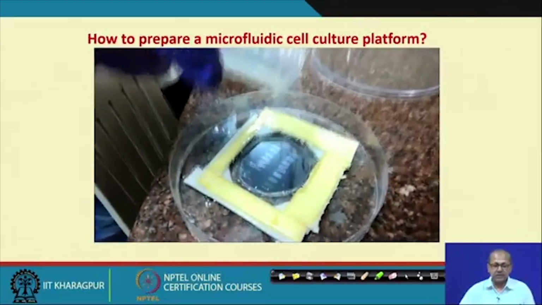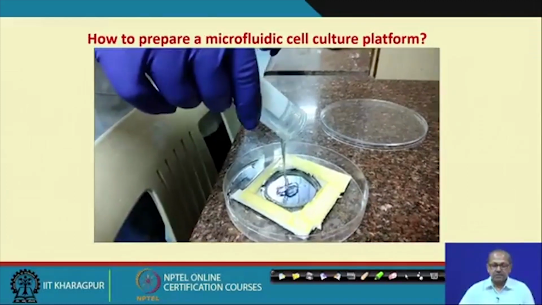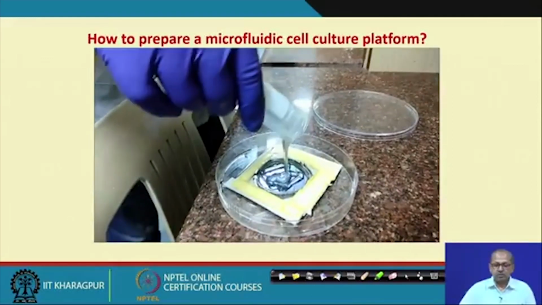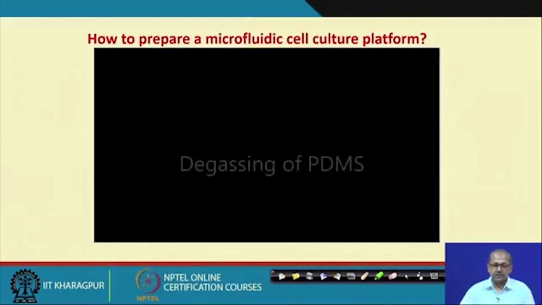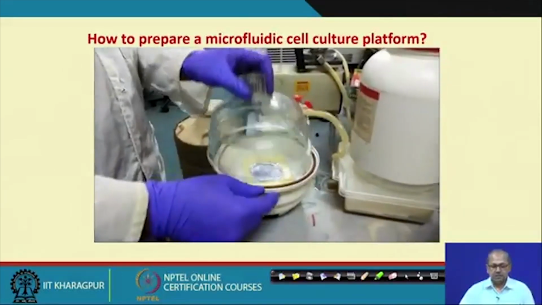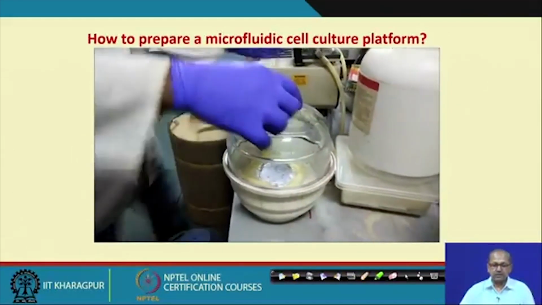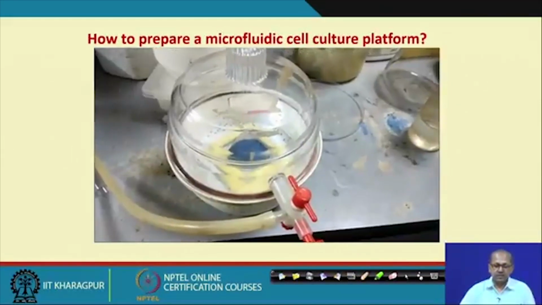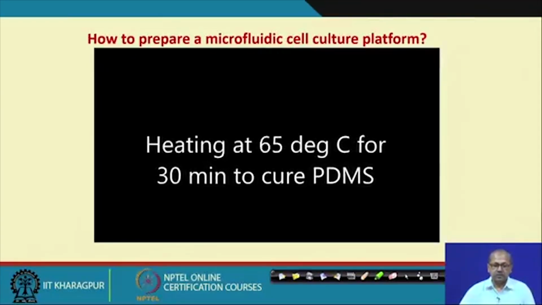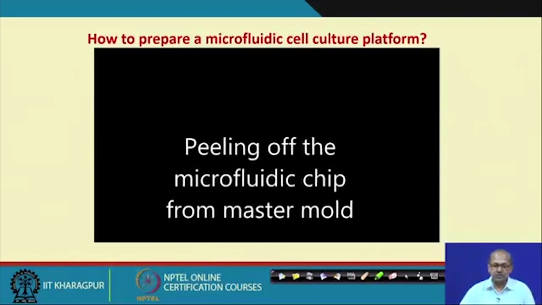The next step is, on the mold that has developed, we are using PDMS as I mentioned earlier, at a 10:1 ratio of base to curing agent. It is a very viscous material, and you pour it. Then some air bubbles will be entrapped, so you have to remove the air bubbles by suction, because if air bubbles are there they can hamper the structure. So, the air bubbles are removed. Now, heating at 65 degrees centigrade for 30 minutes cures the PDMS, and now it is solidified.